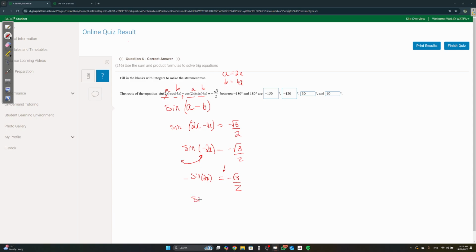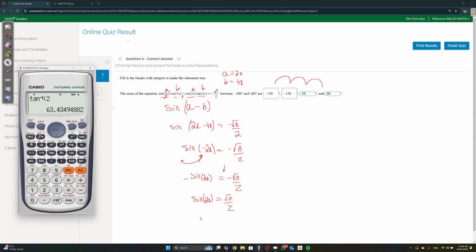So you're going to get sine 2x is equal to root 3 over 2. Be careful, we're supposed to get 4 solutions. Take your calculator, do shift sine of root 3 over 2, first solution. Remember, 2x is equal to 60, not x equals 60. So we get first 2x is equal to 60.